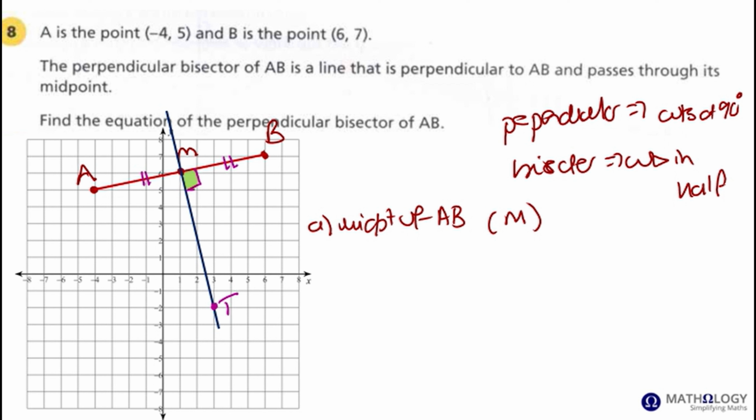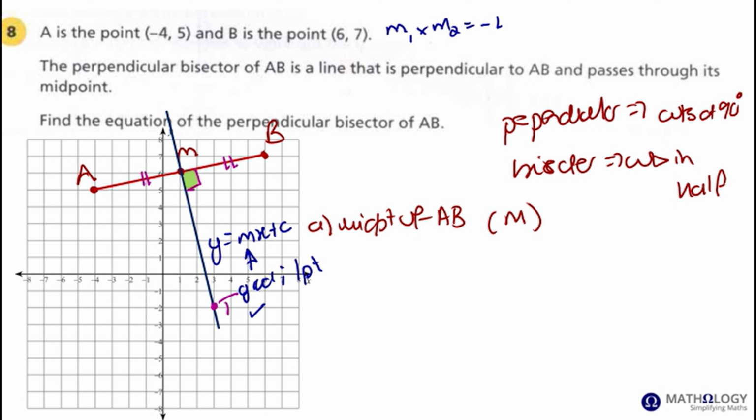So the first thing we're going to do is find the midpoint of AB. Okay, before we get there, how do we know the equation of a straight line is y equals mx plus c? We need to know the gradient and one point that lies on the line. Now, on the blue line, the perpendicular bisector of AB, we'll get the gradient from the gradient of AB. Because MT is perpendicular to AB, gradient 1 times gradient 2 equals -1. We can easily find the gradient of AB, which means we can find the gradient of MT. So that'll give us the gradient.